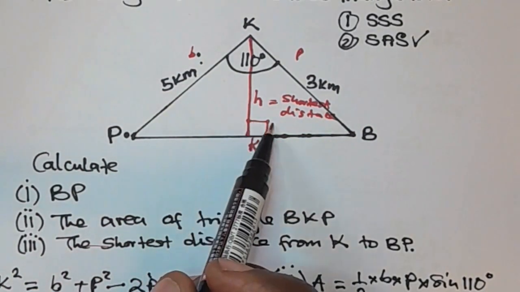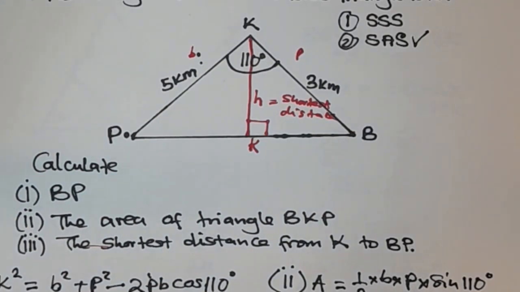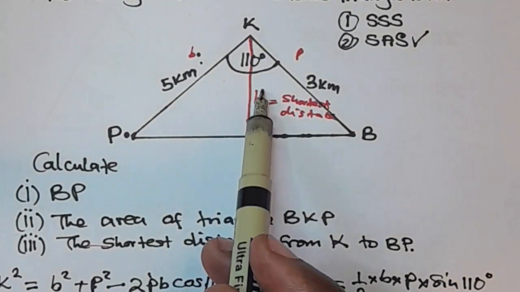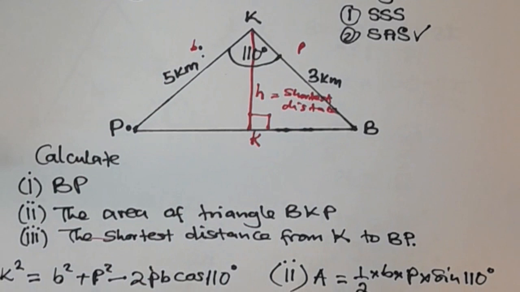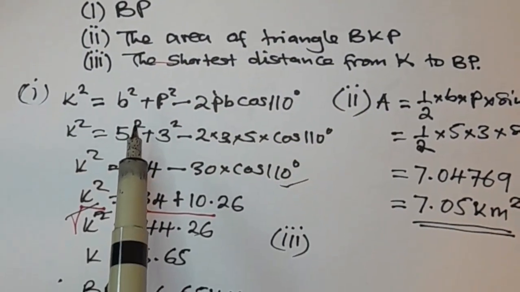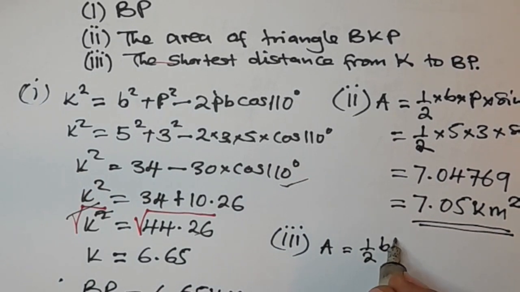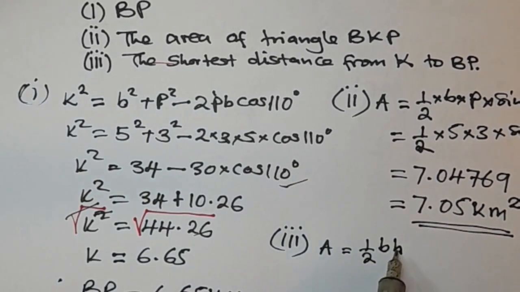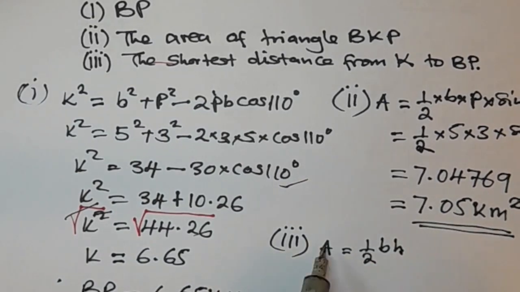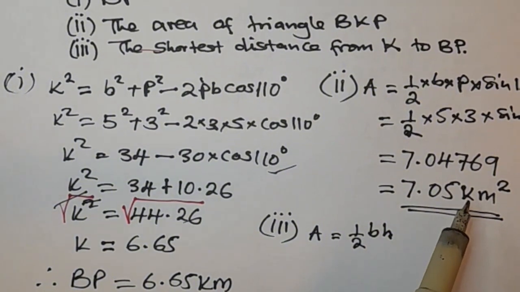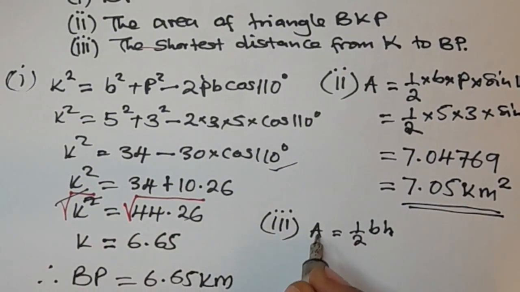So because we've formed a 90 degrees here, we'll now use the formula for finding the area of a right-angled triangle in order for us to find what the height is. Okay, so we'll go ahead and use the formula. Area is equal to half base times height. So the height is actually the shortest distance we are looking for. Okay? Area, we already found the area. So the area that we're going to use is this one here.